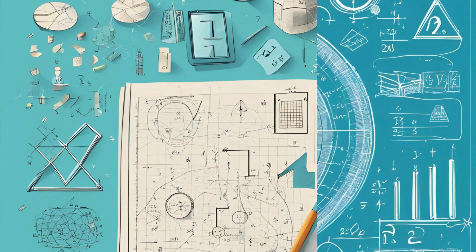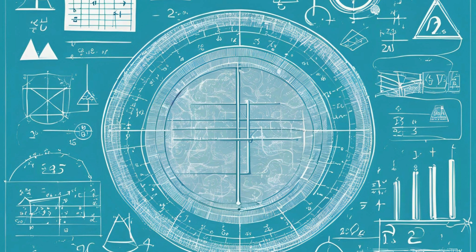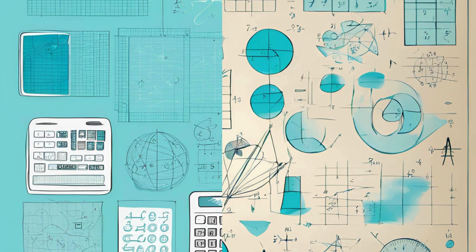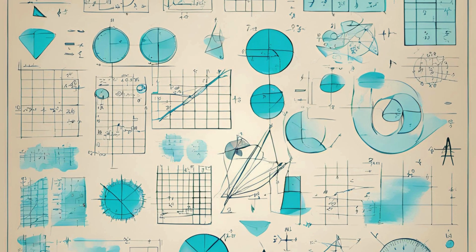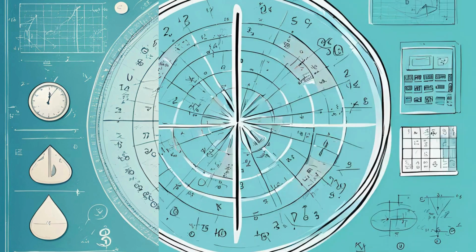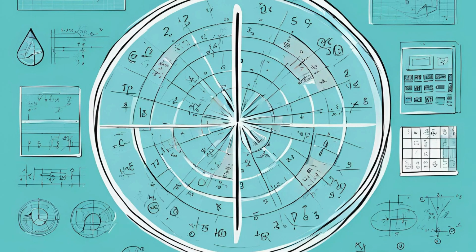Next question, if a jug holds 1.5 liters and you pour out 250 milliliters, how much is left? Okay, so first we need to convert 1.5 liters to milliliters, which is 1,500 milliliters. Then we subtract the 250 milliliters that was poured out, which leaves us with 1,250 milliliters or 1.25 liters. 1.25 liters, exactly.